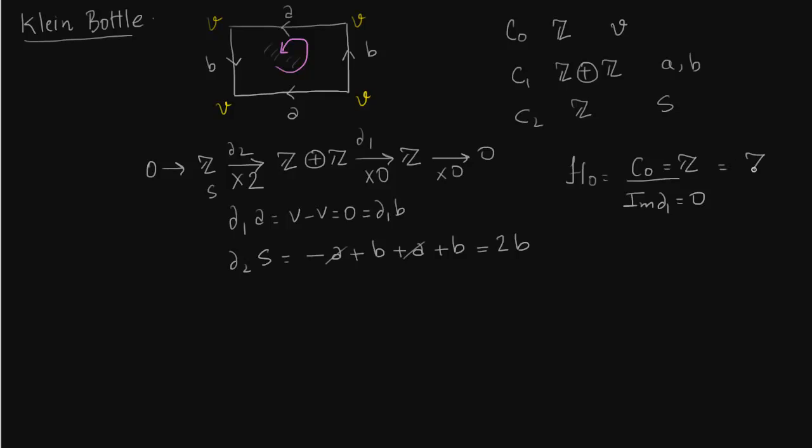What about H1? Kernel of delta 1 over image of delta 2. So we can see that the entire Z² is mapped to 0. So we have Z² here. Image of delta 2 is just 2Z. So we'll just modulo it out, and what we get is this Z direct sum with Z by 2Z.